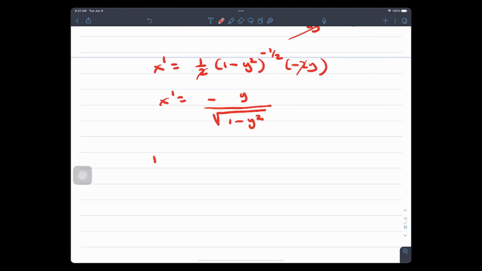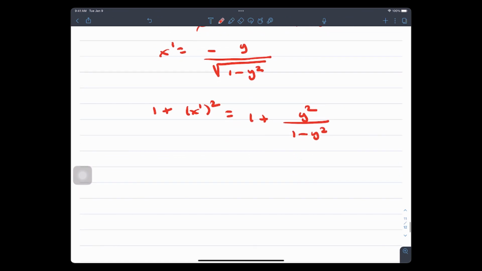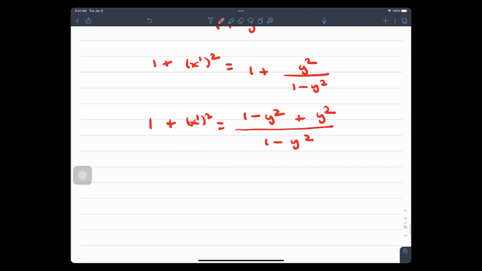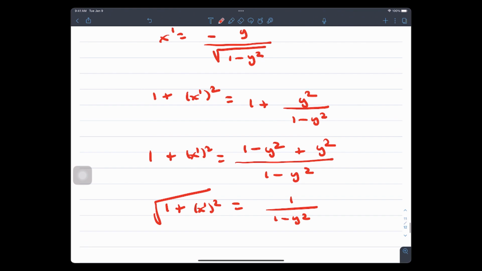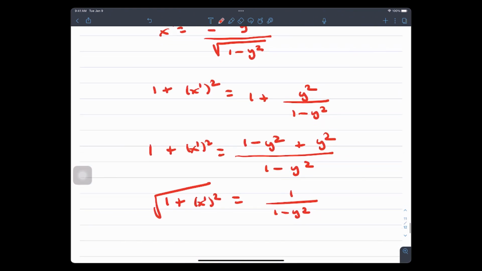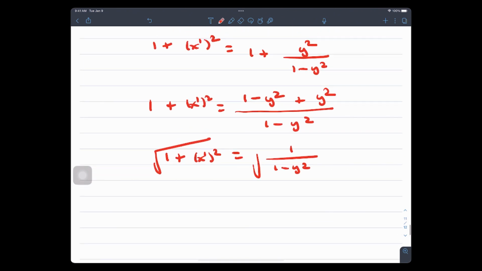So this is why I want to go through some of these kinds of examples, so you guys can see that. So now we put the 1 here plus what? This is y squared over 1 minus y squared. 1 minus y squared plus y squared over 1 minus y squared. 1 plus x prime squared. Okay? And that was actually with the square root, so let's go back. So we have to do the square root.